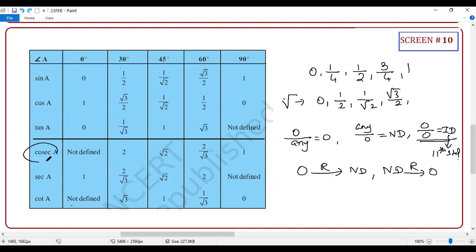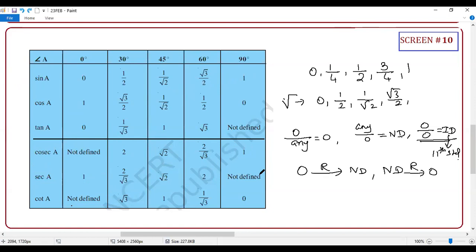Sir, even cosec and sec you said are reciprocal, but we know cosec and sec are complementary. Yes, you can apply the rule. You see here 1, 2 by root 3, root 2, 2, not defined. Yes, so it's working. You can apply the complementary rule as well as the trigonometric reciprocal rule. Clear or not?